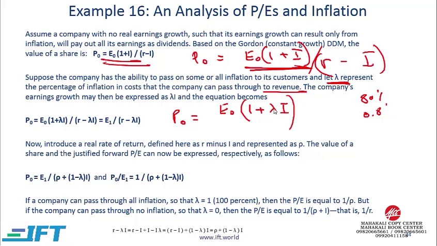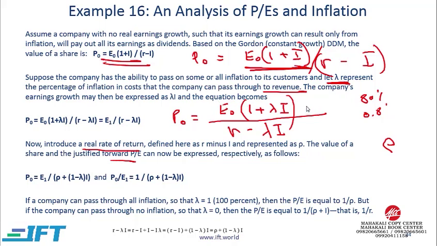If lambda is 0.8, then E naught is equal to 1 plus 0.8 times inflation, divided by R minus G. What's your growth rate now? Is it inflation, or is it actually lambda I? Okay, so same equation, just instead of growth, you have lambda I. Now, let's introduce the real rate of return, and we'll call that rho. The value of a share and the justified PE can now be expressed as follows. So, this is P naught is equal to this expression.